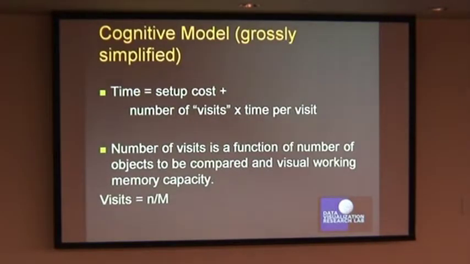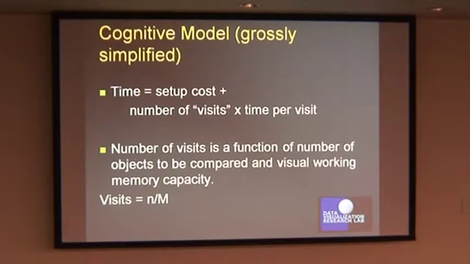Okay, you can describe this with a very simple kind of cognitive systems model involving both the computer interface and some cognitive elements, as we'll see. So what does it take to do this? Well, the time is the setup cost. The setup cost means how long it takes you to create these extra windows if you're going to do it with the window interface, plus the number of visits. A visit is just focusing your attention on one group or another group, times the time per visit. The time per visit is how long it takes you to actually decide whether something's the same or not.